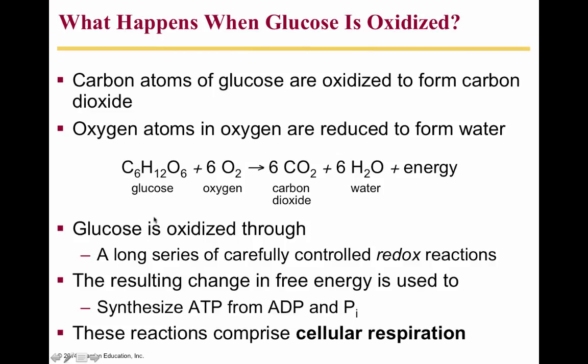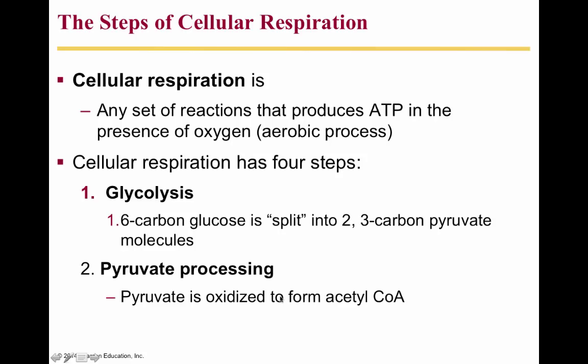All right, how is glucose oxidized? How is oxygen reduced? It's a long series of redox reactions. That's what glycolysis and pyruvate processing and the citric acid cycle and the electron transport chain are. You are going to have some different individual reactions in there, but overall, the process is a series of redox reactions where glucose is oxidized and oxygen is reduced to water. All right, let's take a look.